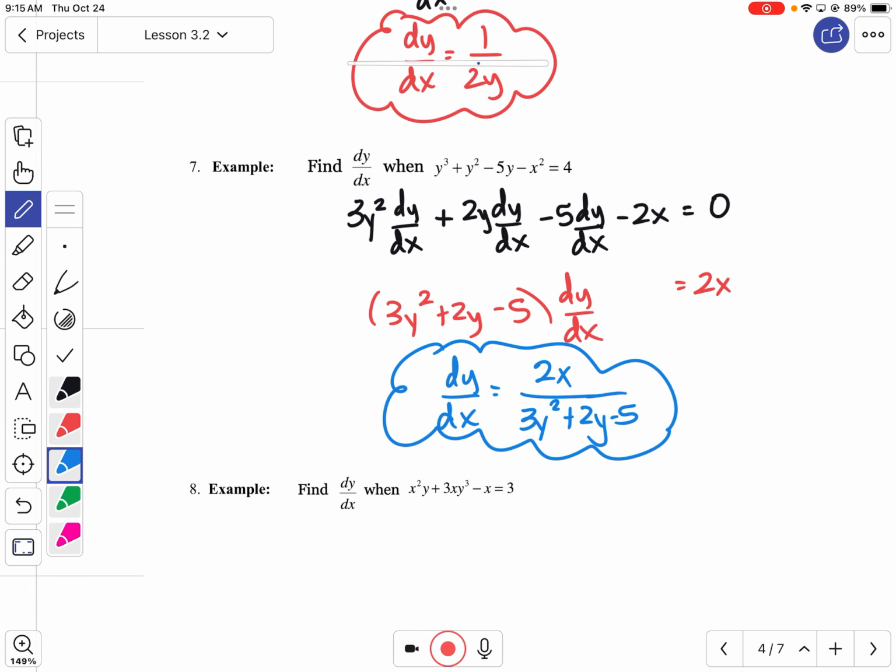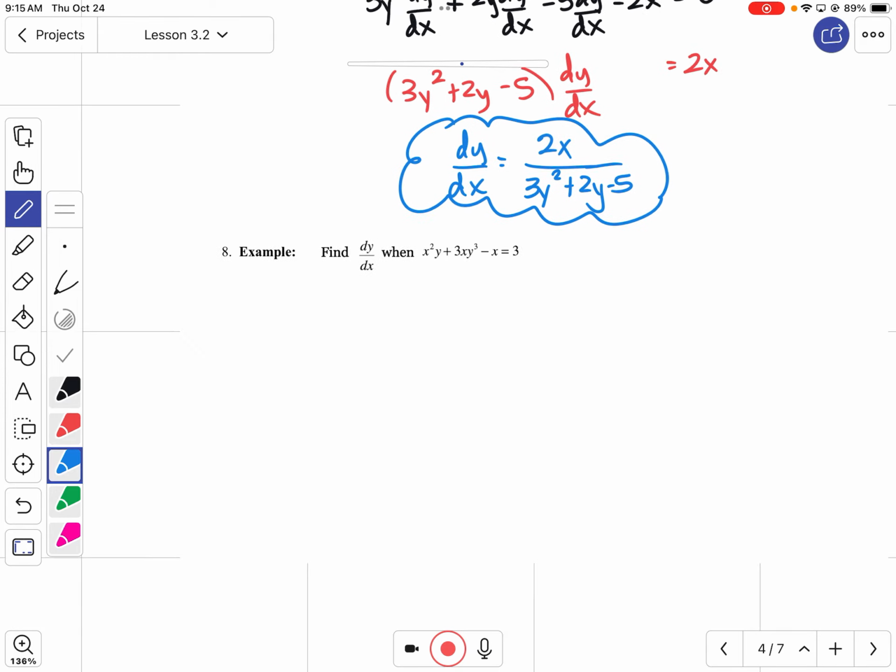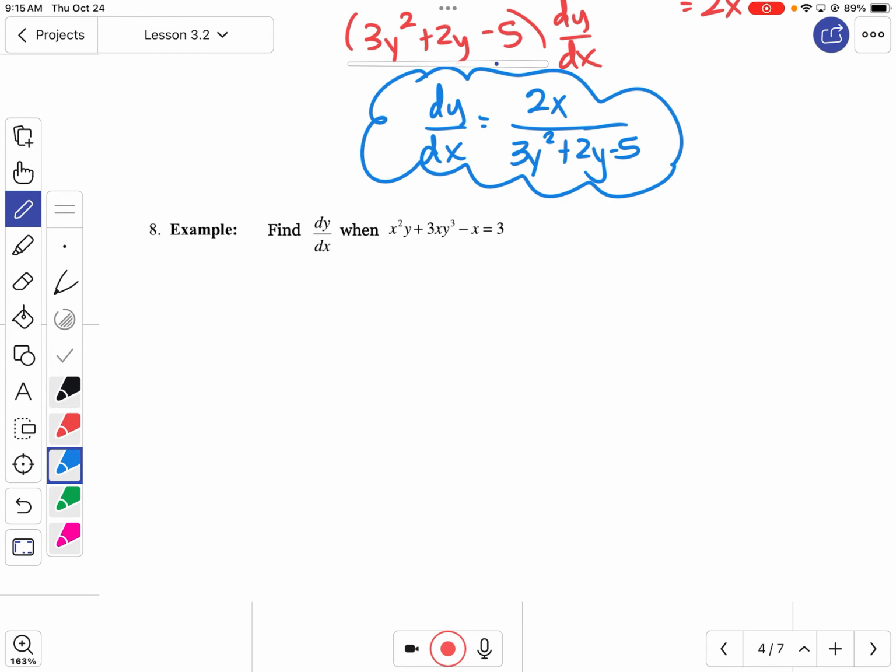All right, here we go. Number 8 is where we get to the good stuff. Number 8 is the good stuff. So let's just talk through it. You're going to get to do some on your own in just a second, but let's look at this one. So find dy dx.